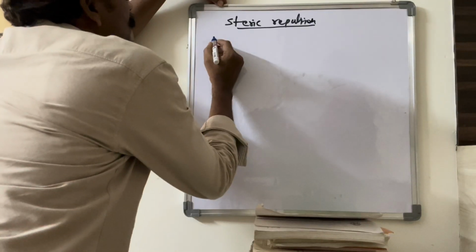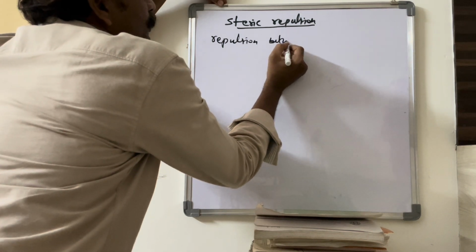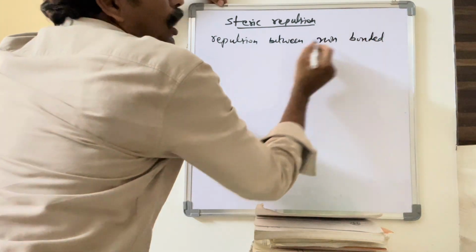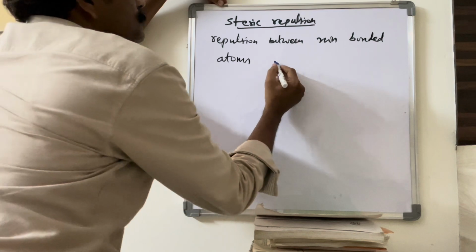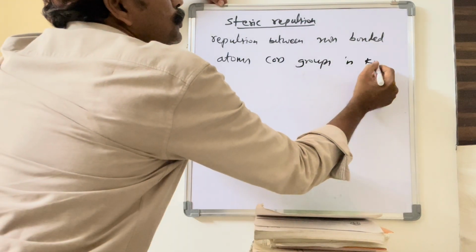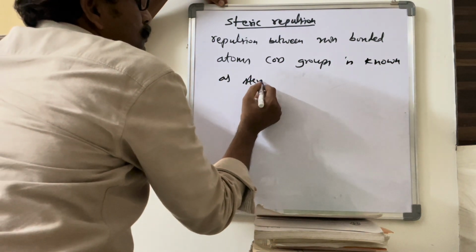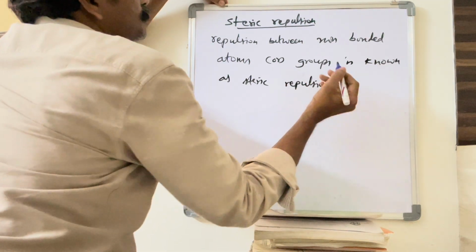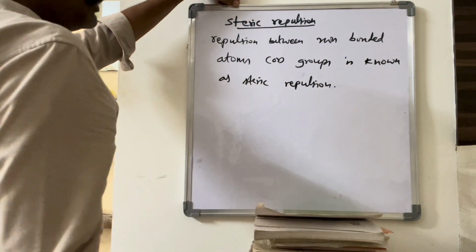Steric repulsions. Repulsion between non-bonded atoms or groups is known as steric repulsion.